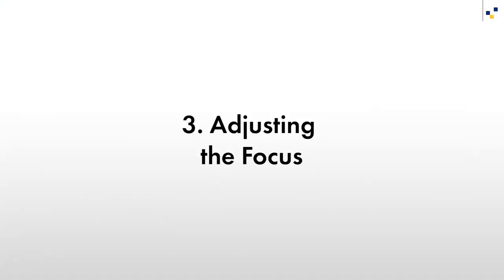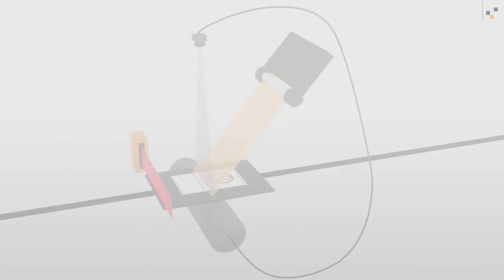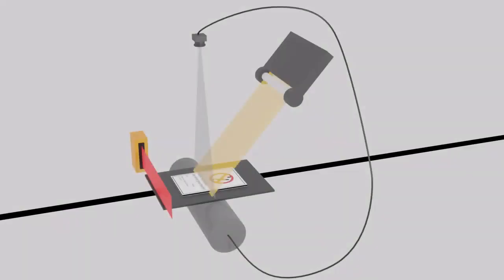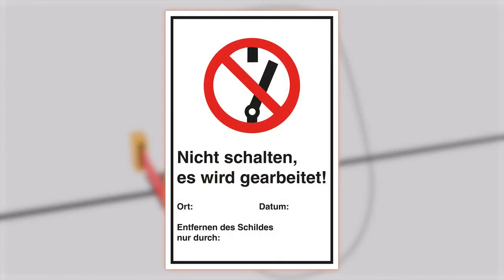With an aligned camera, we can adjust our focus. Note that you will only be able to focus your camera if your setup considers the working distance of your camera and lens. In some cases, you can use the object to be inspected. In this case, our Do Not Switch sign to focus your camera.